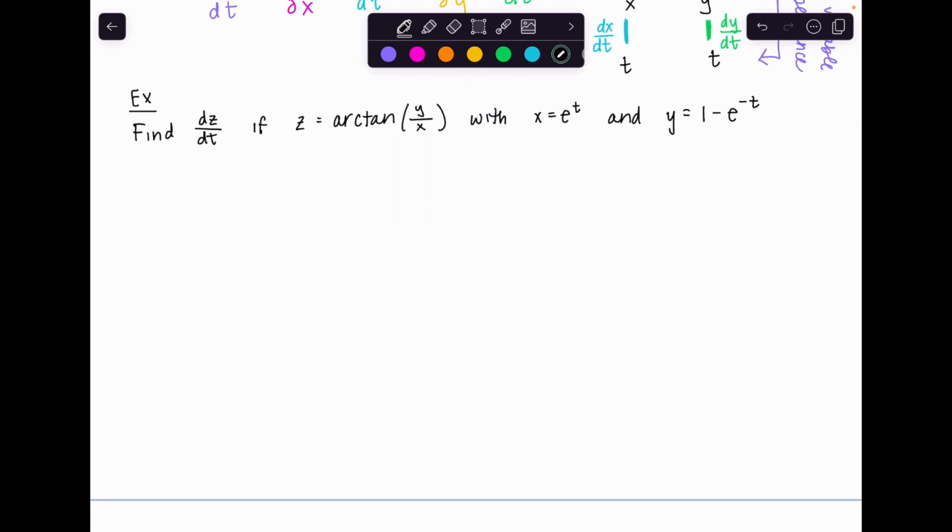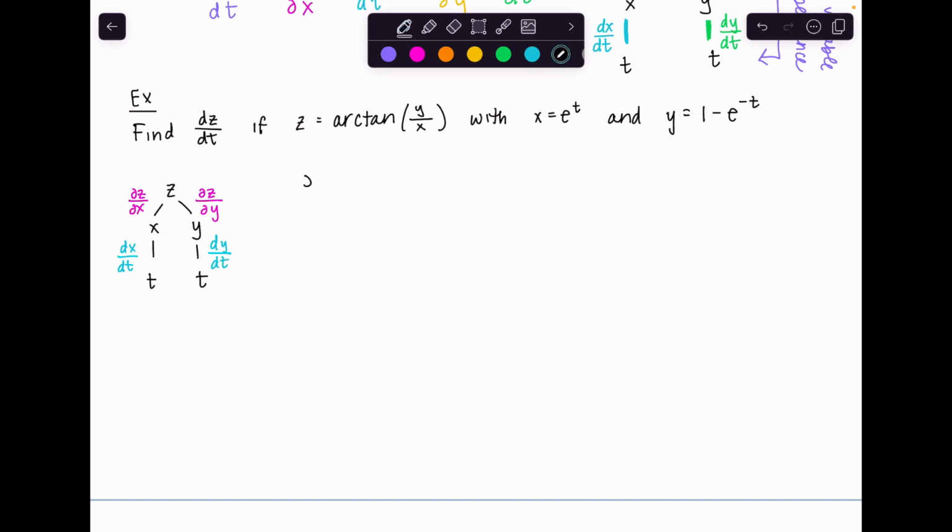So again, if I draw this tree diagram, z depends upon x and y, and then each of these are single variable. So I've got to start by finding the partials of this thing. I need the partial with respect to x and the partial with respect to y. And then here I've got full derivatives.